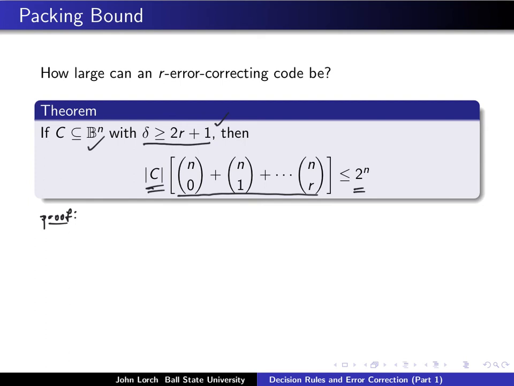So let's start with 2 to the n. What's important about that number? Well, that is the total number of binary strings of length n, right? Now that cannot be any smaller, right? It has to be bigger than or equal to the size of the union of all of these neighborhoods.